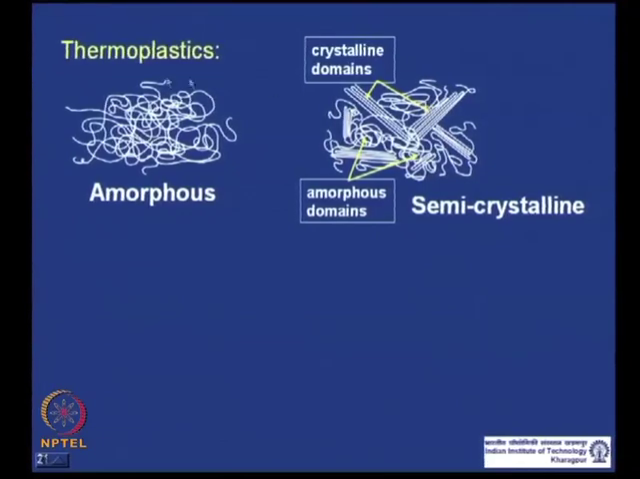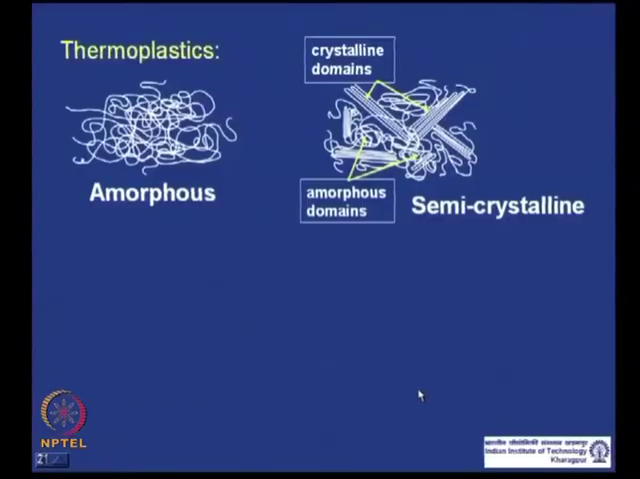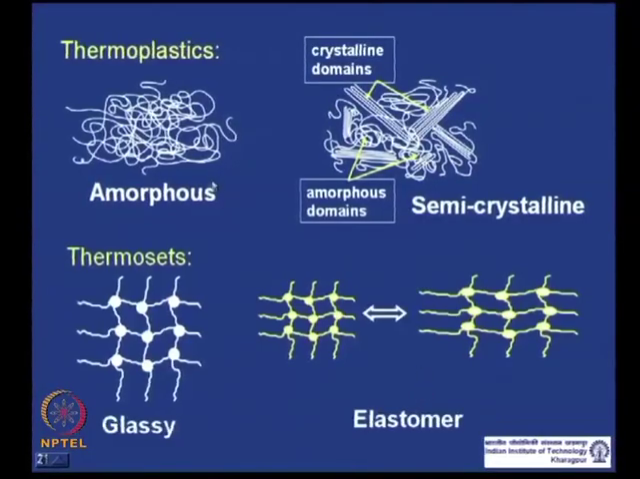Amorphous polymers are mostly clear, while crystalline domains will scatter light. Depending upon the extent of crystallinity, they can become translucent or opaque as well. We will talk about this in a little more detail later.